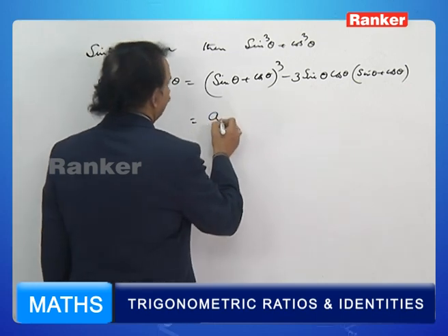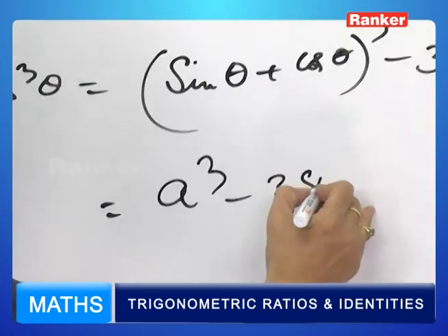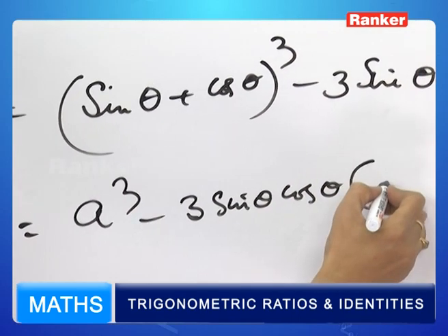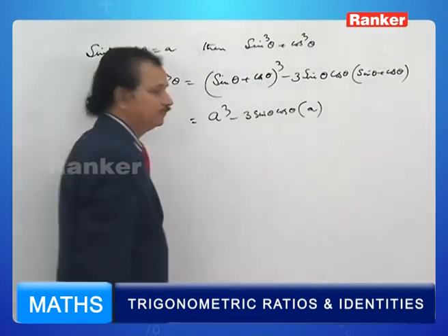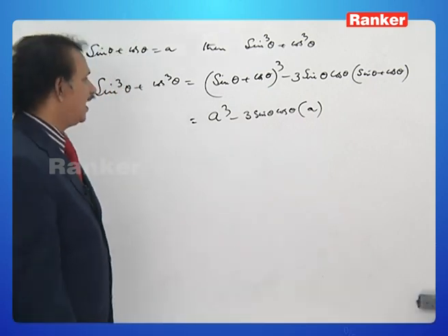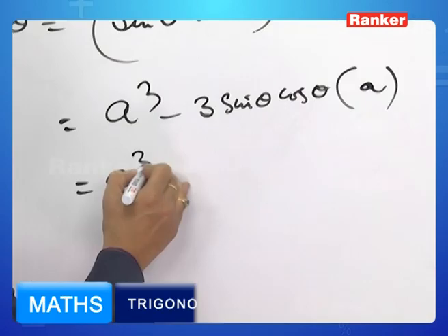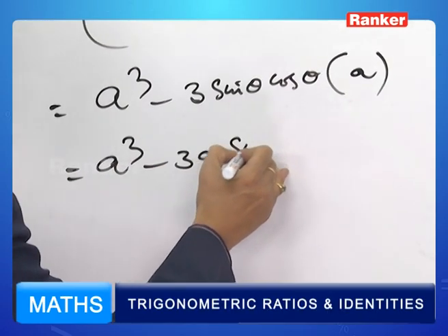Okay, this is a cube minus 3 sine theta cos theta into sine theta plus cos theta, which is again a. Here also we need to have the value of sine theta cos theta, isn't it? This is a cube minus 3a sine theta cos theta.